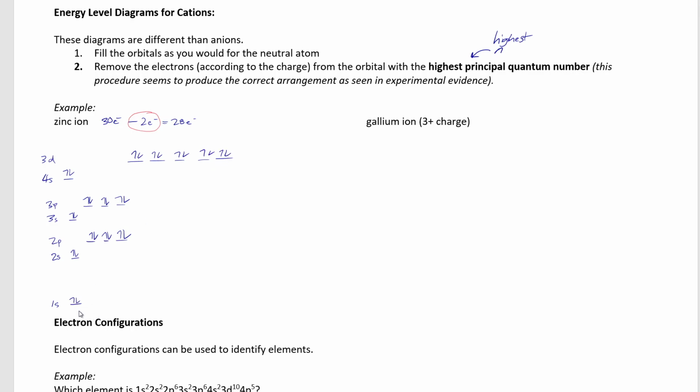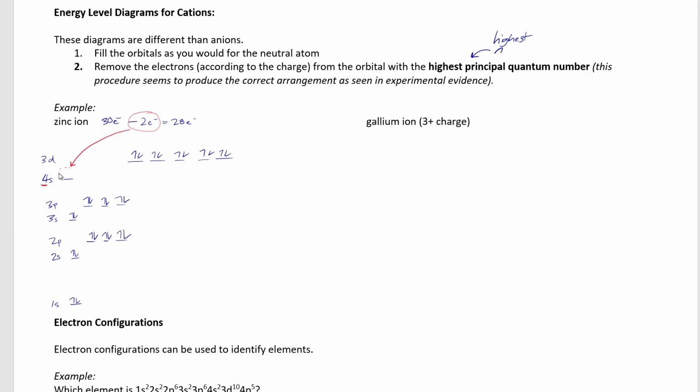Okay, so let's count these electrons here. 2, 4, 6, 8, 10, 12, 14, 16, 18, 20, 22, 24, 26, 28, 30. Okay, so that means 30 electrons. That would be for zinc, but we have to subtract 2 electrons because it has lost them. And the highest principal quantum number here is 4. So I need to subtract these 2 electrons right here.